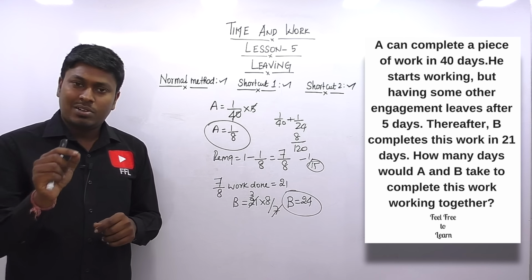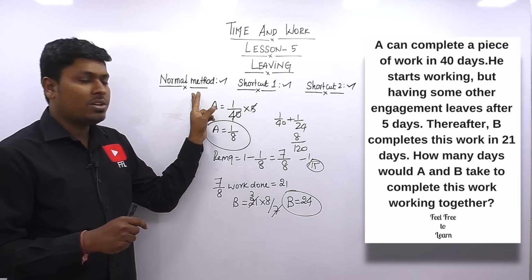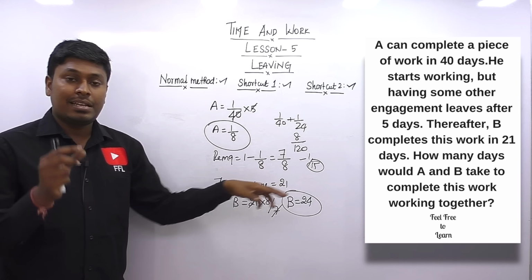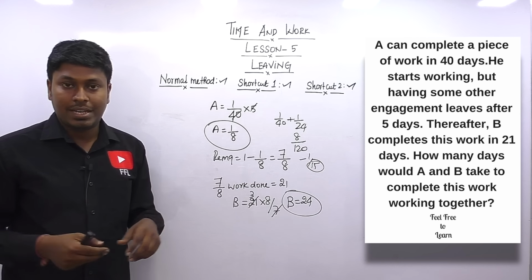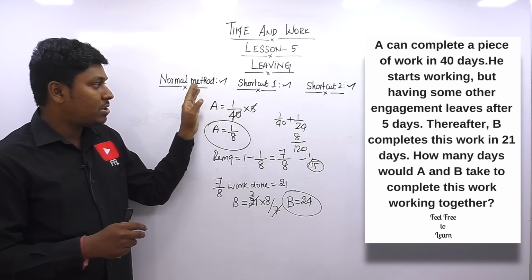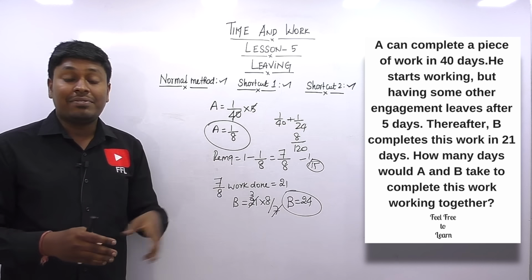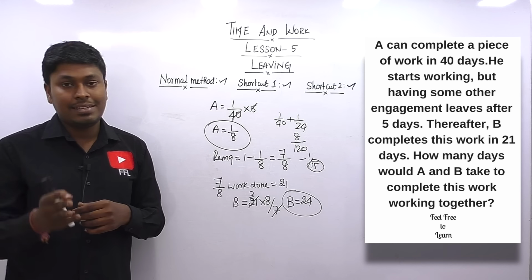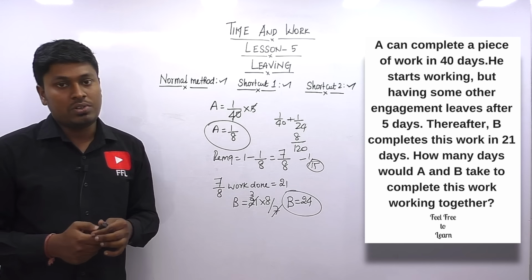For 2 persons working, better you can use the normal method, or otherwise shortcut number 2 will be simple. If in case the numbers are bigger, like 120, 240, you can use shortcut number 1. Anyway, for 2 persons you can use the normal method or shortcut 2, but if there are 3 persons working, 4 persons working, I am going to teach you in the next lesson. In that case, better you can apply shortcut 1 or shortcut 2.